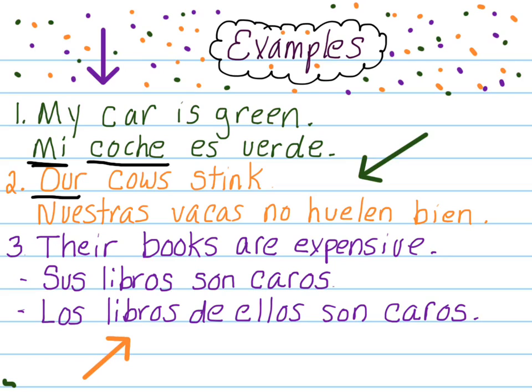Now, with our, remember, it needs to agree in gender and in number. So I'm talking about our cows. Cows are feminine and they're plural. So when I'm looking at nuestro, I have to use the nuestras form of it because it has to match vacas. That's cows. Our cows stink. Nuestras vacas no huelen bien. I hope that's not true at your house.